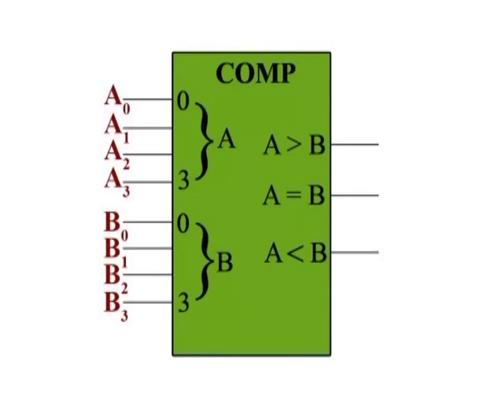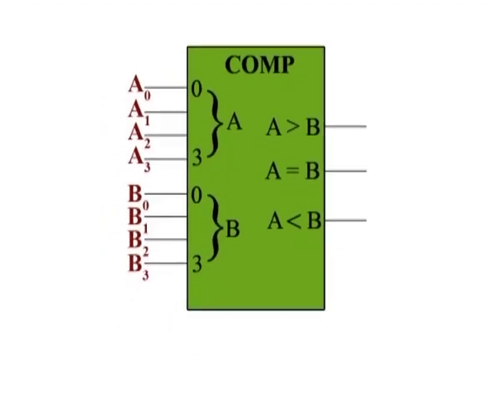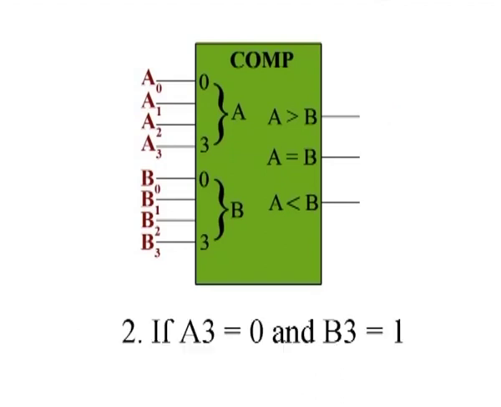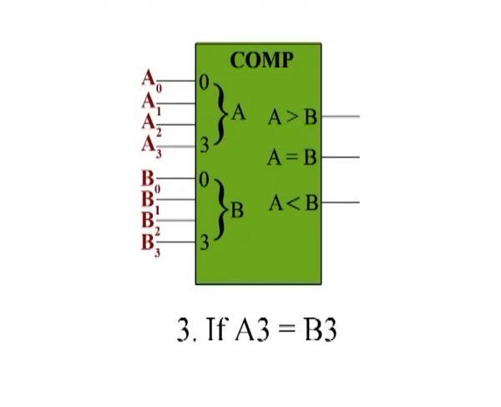To determine an inequality of binary numbers A and B, we first examine the highest order bit in each number and we have the following conditions which are possible. First, if A3 is equal to 1 and B3 is equal to 0, number A is greater than number B. If A3 is equal to 0 and B3 is equal to 1, number A is less than number B. If A3 is equal to B3, then you must examine the next lower bit position for an inequality.